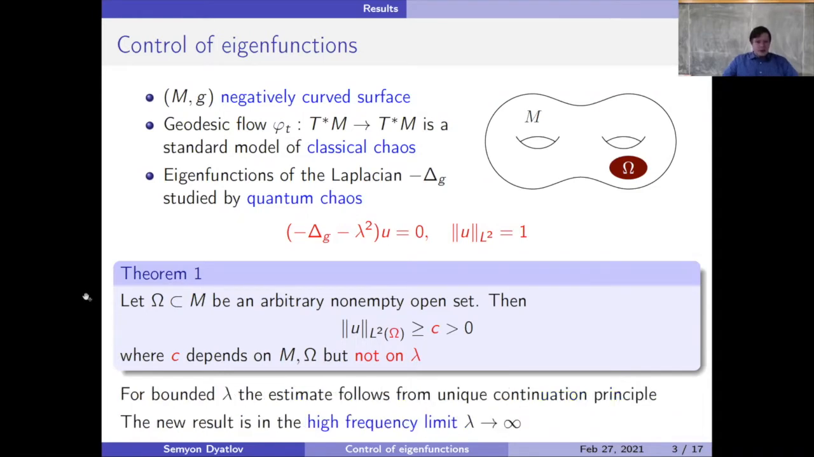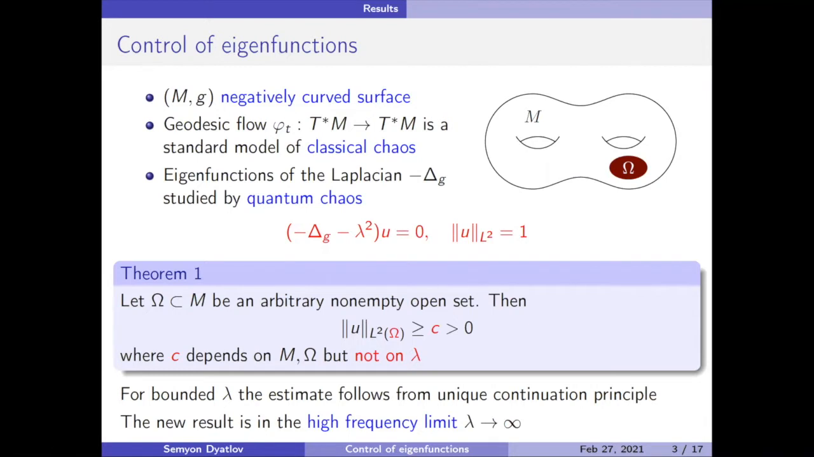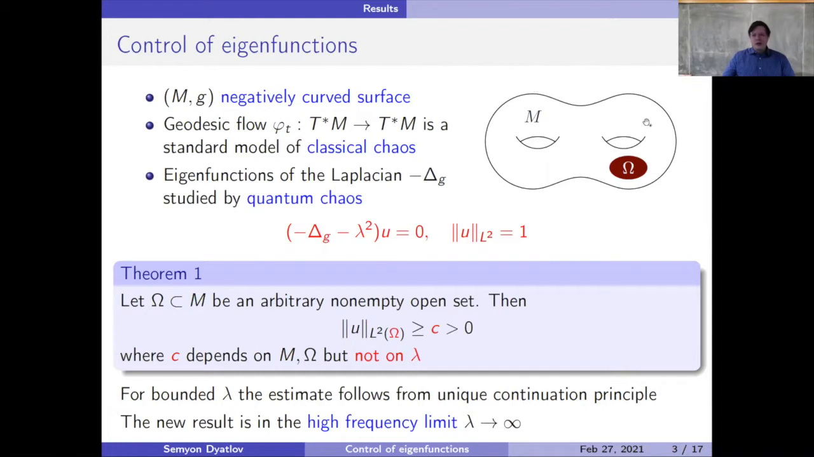All right. So I should also say that if you allow the constant here to depend on the eigenvalue, then this bound is not new at all. This is just the unique continuation principle. Once you fix lambda, this is just an elliptic equation that you're solving, and solutions of that cannot identically vanish in open sets, and this is a quantitative version of that. However, if you want a uniform bound, then you really have to use the geometry of the surface.